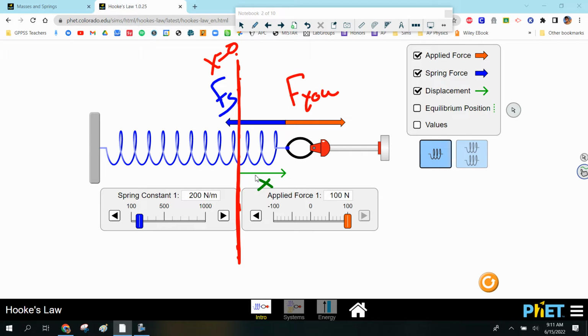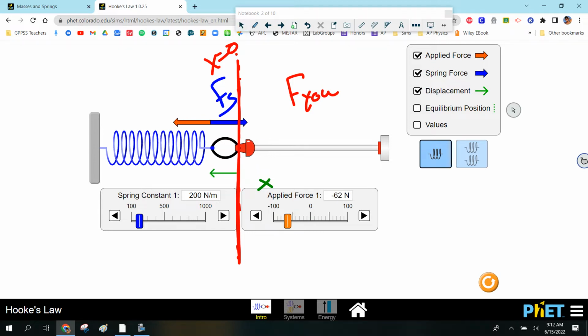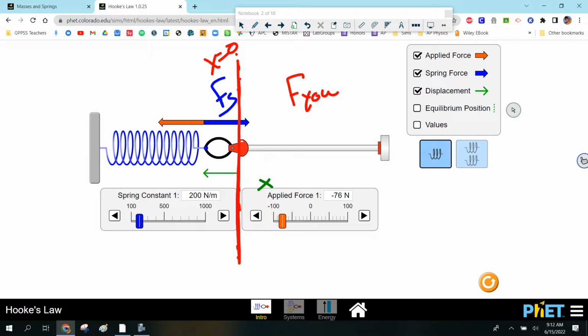All right? And this works the other way too. Suppose we try to squish the spring instead of stretching it. So there's my spring in its relaxed state. That's as close as I can get it to 0. Oh, there we go. Cool. So now I'm going to squish the spring. So here we go. And you can see now the force of you is to the right and the force of the spring is to the left, right?